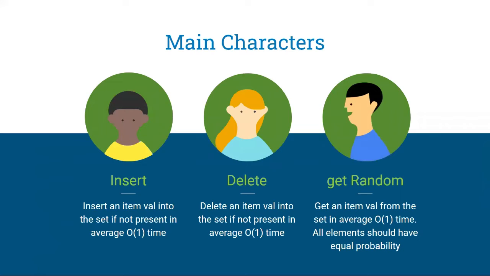Okay, coming back to our question, these are the main characters which we have to focus on here: insert, delete, and getRandom functions. Each of them should be taking an average of O(1) time, and these are the definitions that are there.